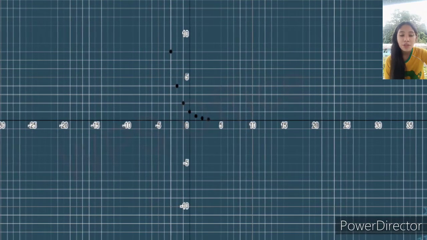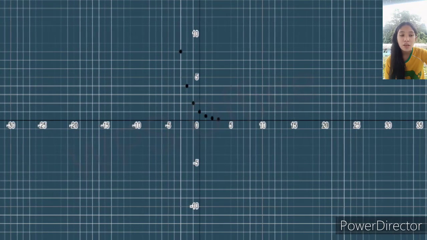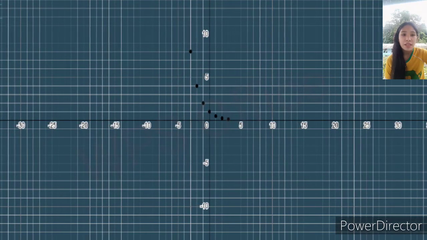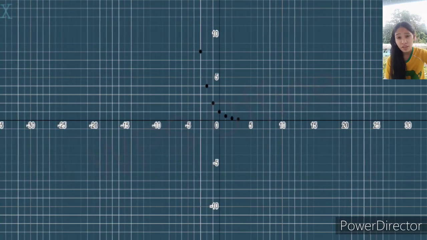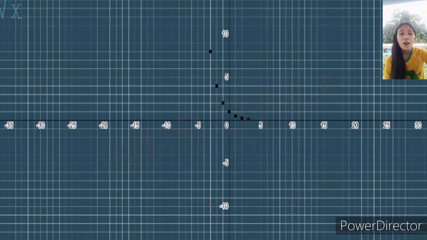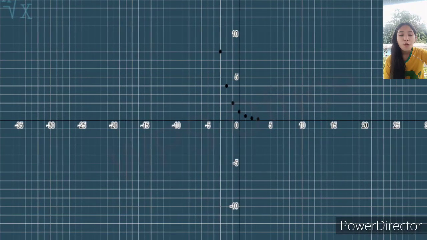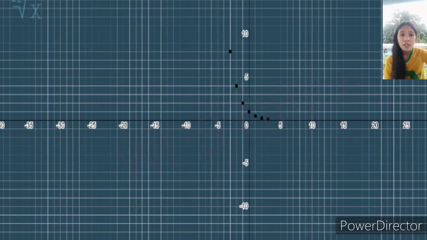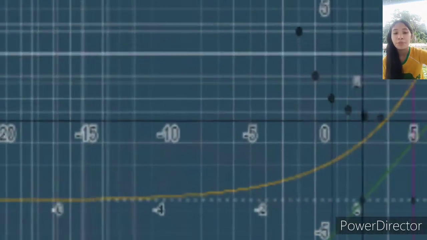In fact, f(x) = (1/2)^x = 1^x over 2^x. As x increases towards infinity, the denominator 2^x becomes even bigger, so the fraction f(x) = 1 over 2^x gets closer and closer to 0. But no matter how big x gets, we still have f(x) = (1/2)^x is greater than 0.